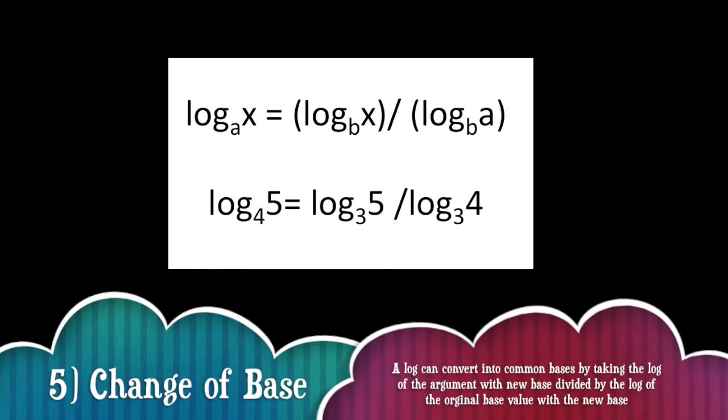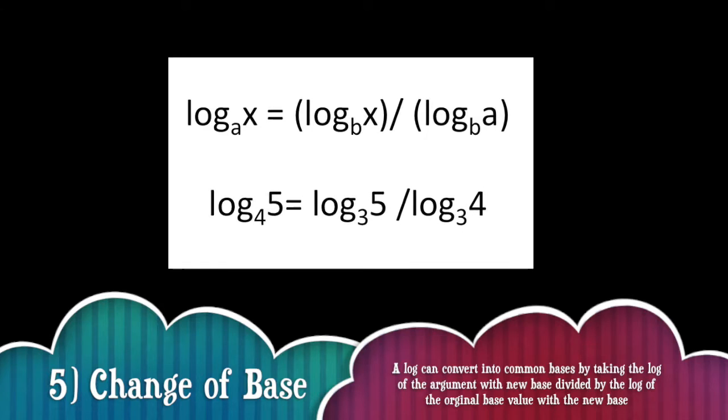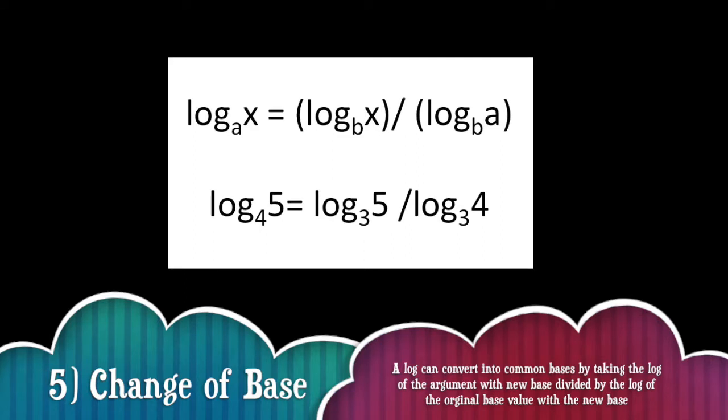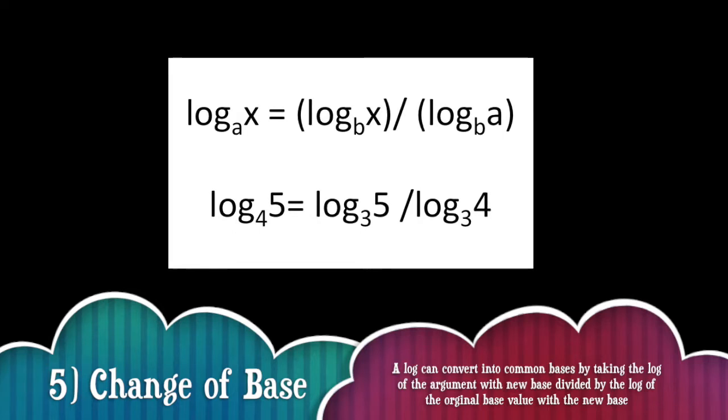When a log is difficult to solve with its current base and argument, you can change the base of the current base a and the argument x to have a common base of b by dividing the new log base b of x by log base b of the original base a. For example, log base 4 of 5 can be changed to have a common base of 3 by dividing log base 3 of 5 by log base 3 of 4.